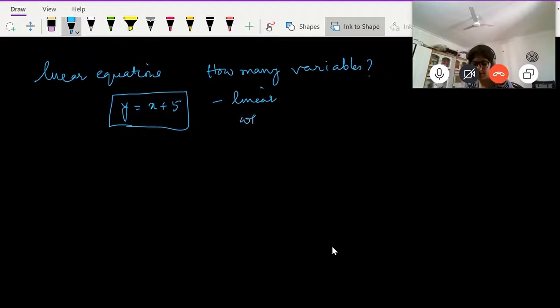Okay. What does this mean? That the values of y will depend on the values we put of x. Correct. Value of y will depend on value of x. Is that the only thing? So if I write y equal to x square plus 5, here also the value of y depends on value of x. What is the difference?